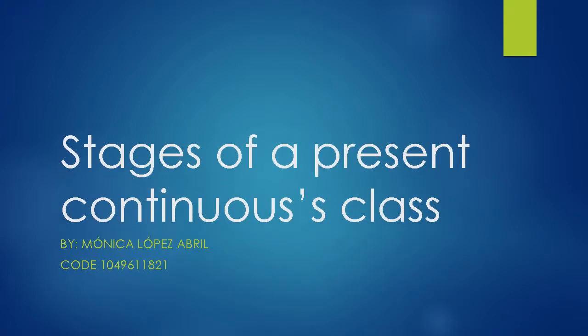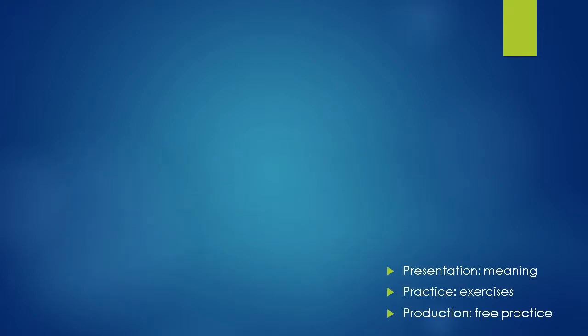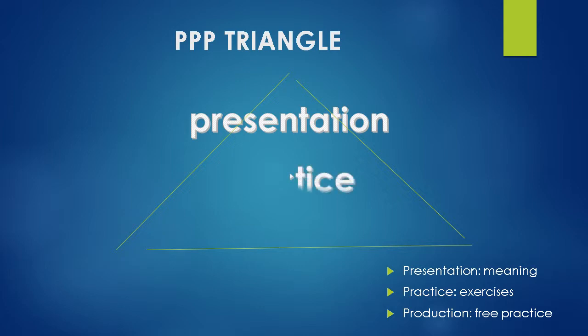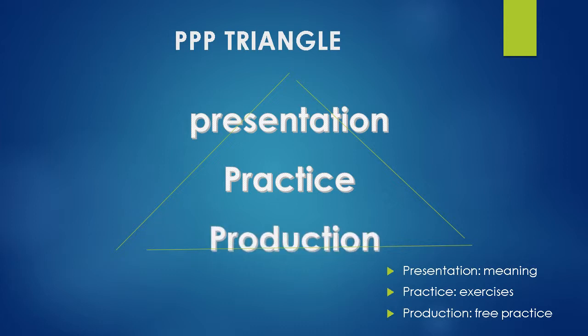A stage of a present continuous class. In a present continuous class, we have to take into account the PPP triangle. It means the presentation, which talks about the meaning of the topic; the practice, which is like doing some exercises; and the production, which is a free practice that the students do and it's a little more extended.